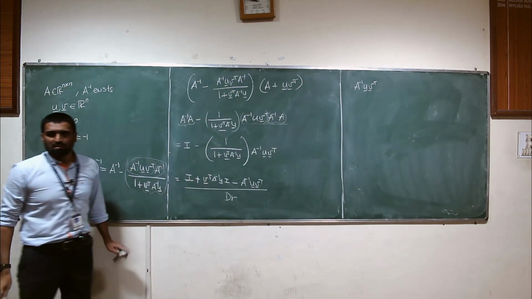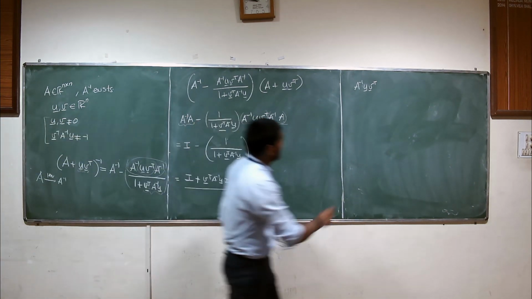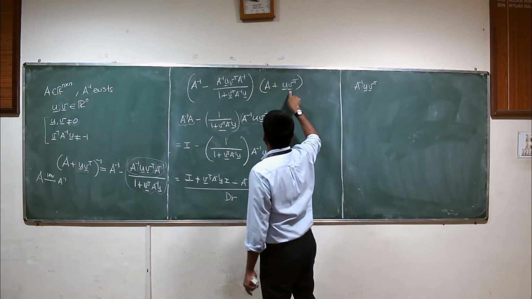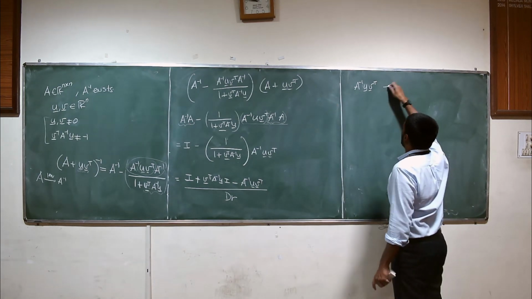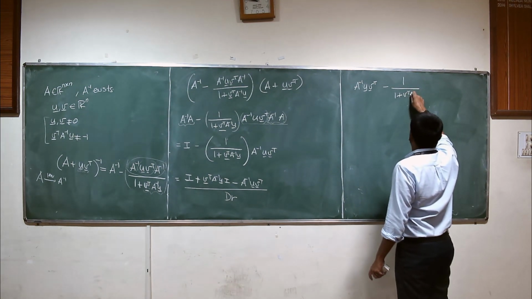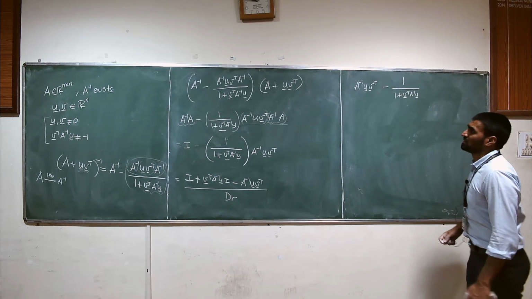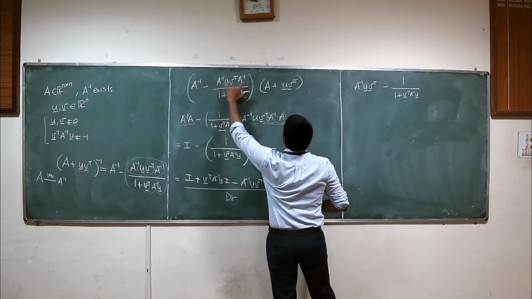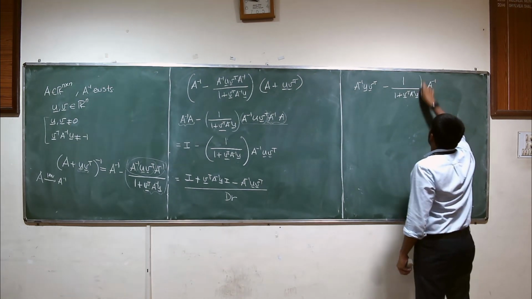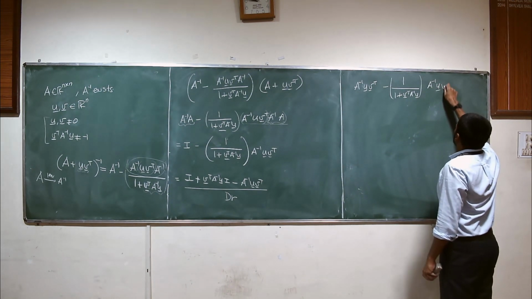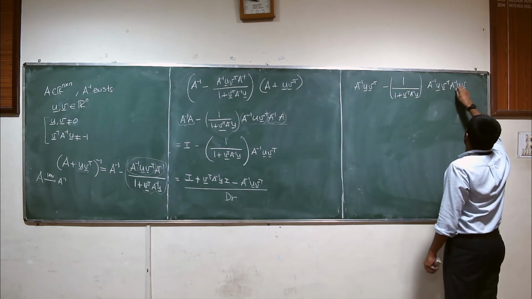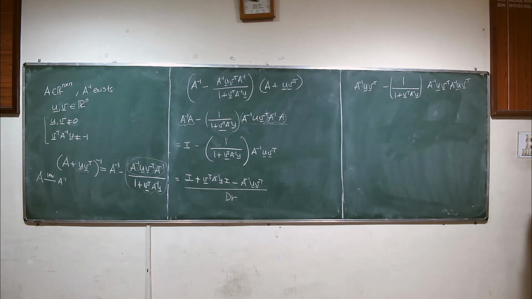Yes, this is I plus. So if I'm post multiplying, this will be A inverse U V transpose, and then minus 1 by 1 plus V transpose A inverse U, and then this whole thing multiplied by this, that will be A inverse V transpose inverse.